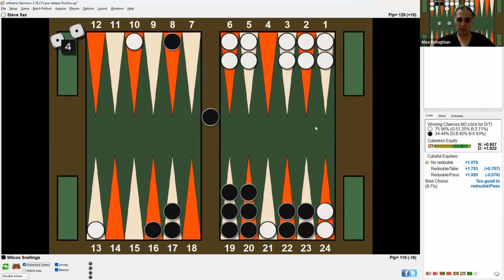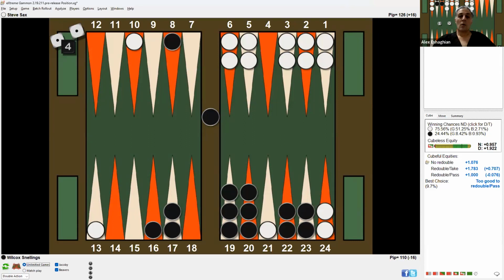So this is for money now. Oh, wait a minute. This is for money, and this is for the match. It turns out this is at the score. This is a no redouble, but for money, it's too good to redouble.